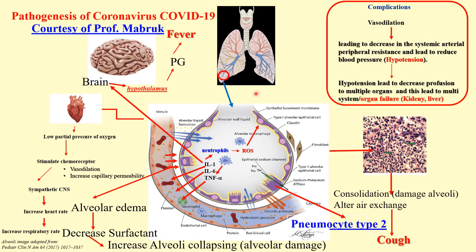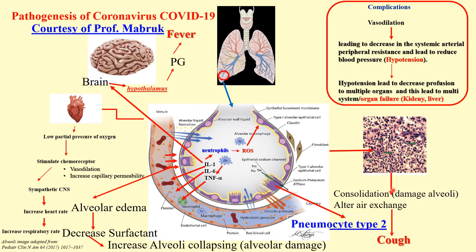In addition to that, inside the alveoli we have damaged pneumocyte type 2, and we have inflammatory cells, or white blood cells. So what will happen to the alveoli? They have accumulation of a lot of dead cells, dead pneumocyte type 2, dead pneumocyte type 1, and inflammatory cells. So this will lead to consolidations as well, and damage of the alveoli. Because of this damage in the alveoli, the air exchange will be altered, and this will lead to cough. So that's why patients infected with the coronavirus COVID-19 will have cough. Okay.